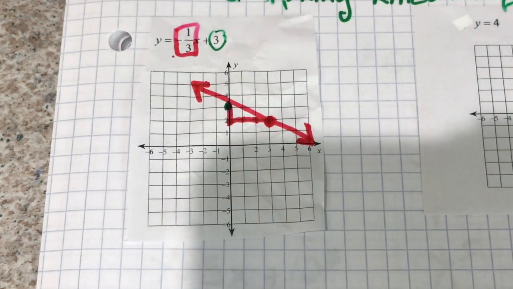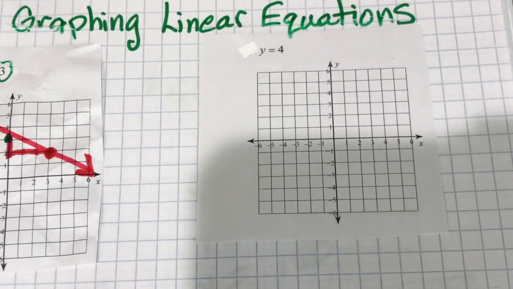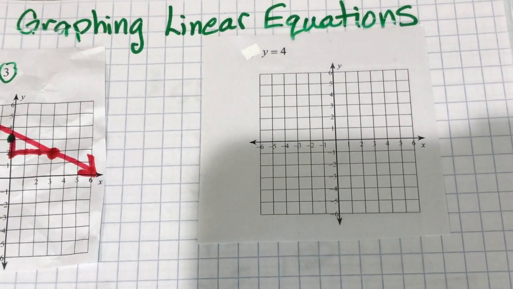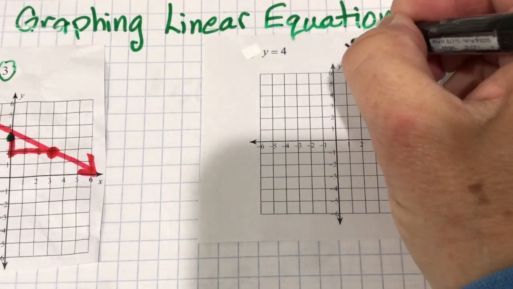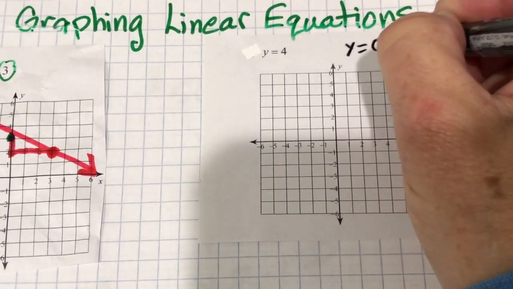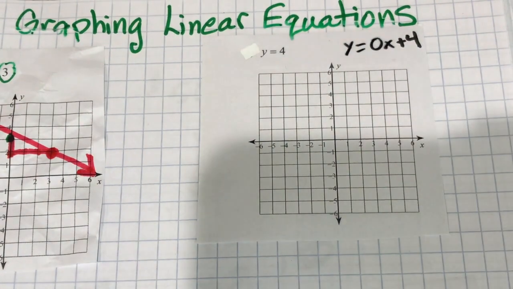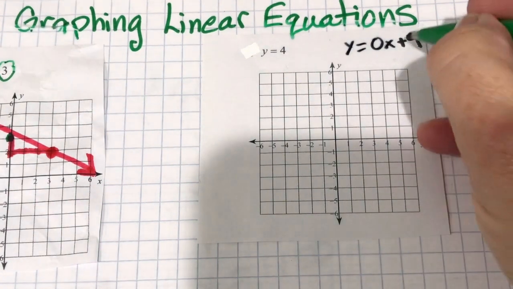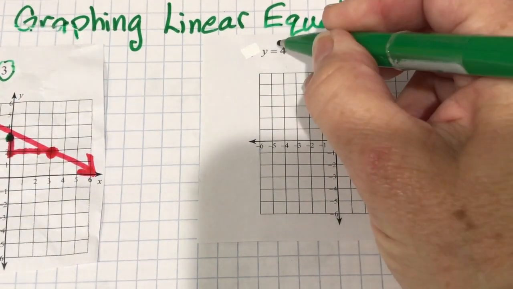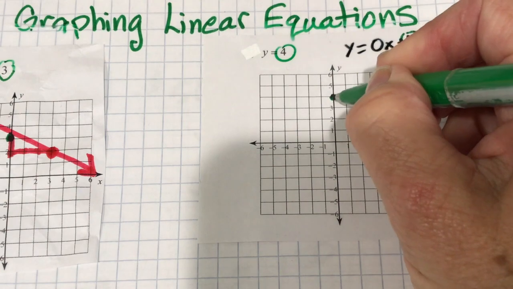Let's look at a second example. This equation says y equals 4. But wait, where's the x? Well, there is no x, so really that means y equals 0x plus 4. Let's start by graphing the y-intercept. Once again, it is the 4. And also here y equals 4.